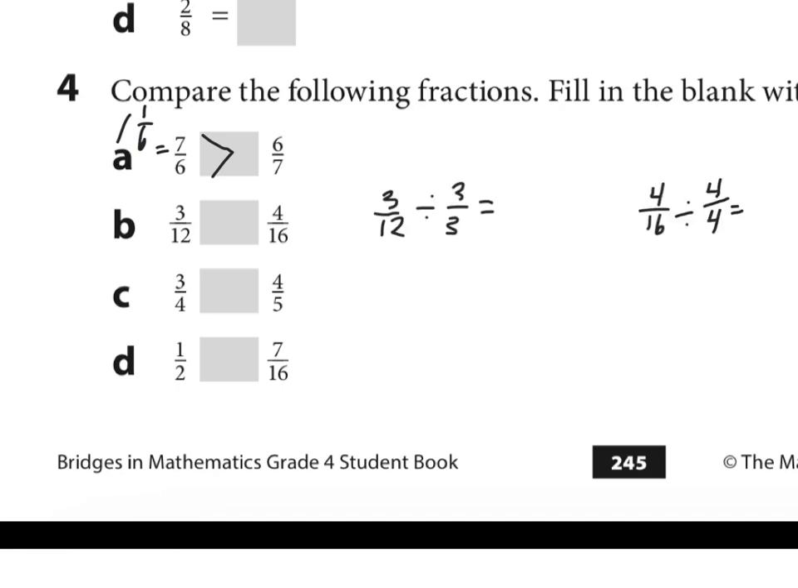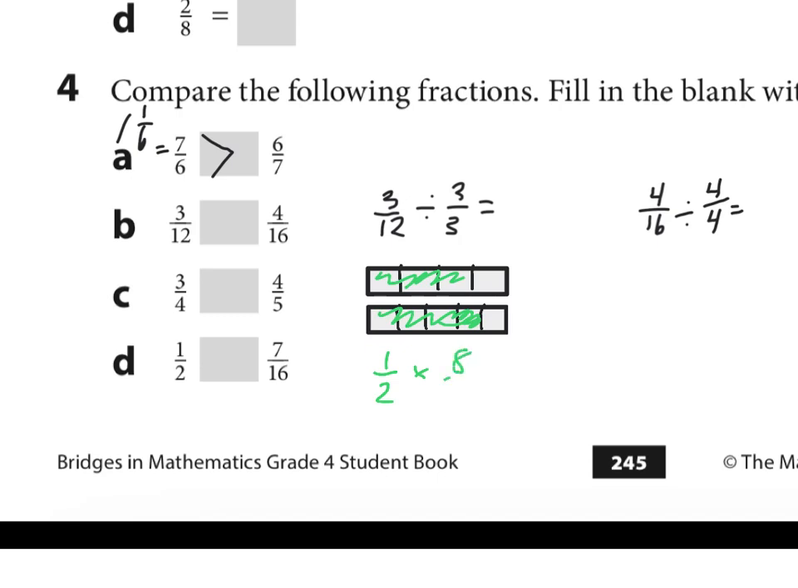This next one, let me get you started with a hint. You can reduce both of these and have the same denominator. So reduce 3/12 by dividing by 3/3. Reduce 4/16 by dividing by 4/4, and you're going to see what numbers you have and what goes in the middle. Why don't we just draw a picture for this next one? Okay, there you go. You have 3/4, you have 4/5. It's pretty close, but you can see which is bigger. And then for this 1/2 one, I will say multiply that 1/2 by 8/8, and you will have a number that will show you how to compare that to 7/16, and that's it.